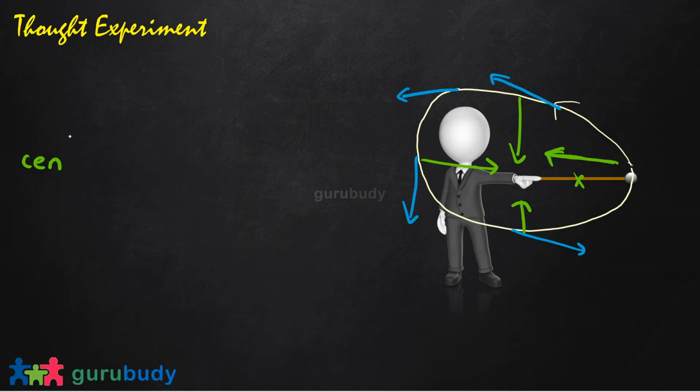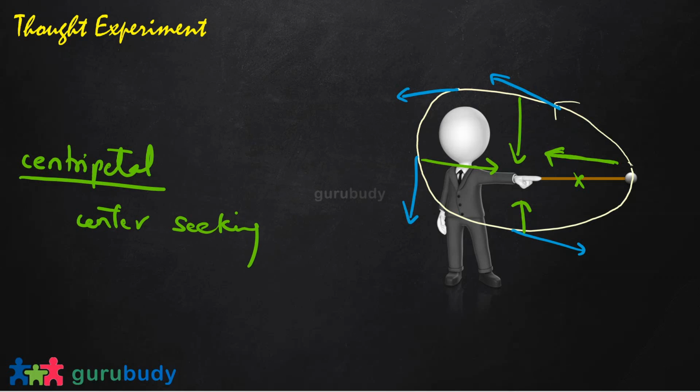Okay, it's called centripetal force. That means center seeking. Okay, so it's because it is towards the center.